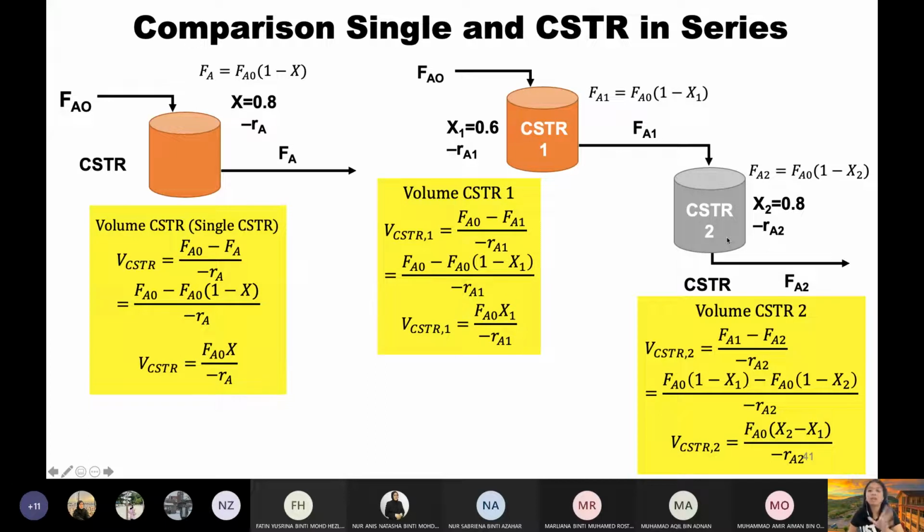Reaktor kedua convert daripada X1 to X2. That's why become X2 minus X1. Reaktor ketiga convert daripada X2 to X3. So X3 minus X2. Okay.